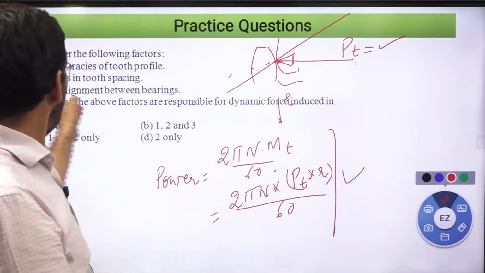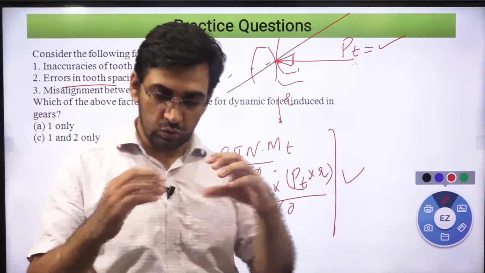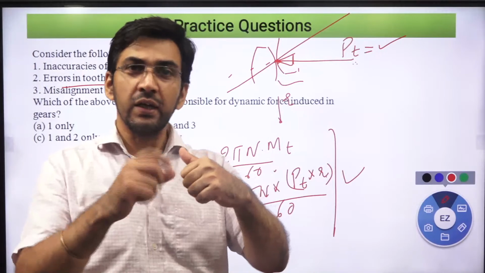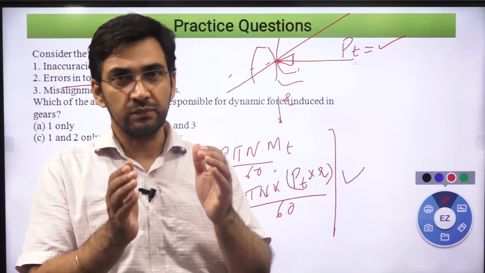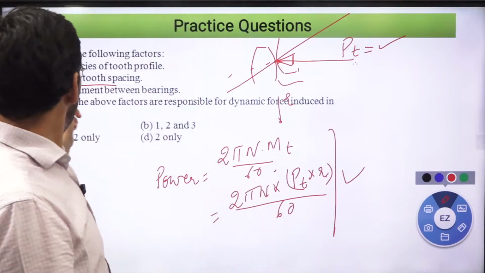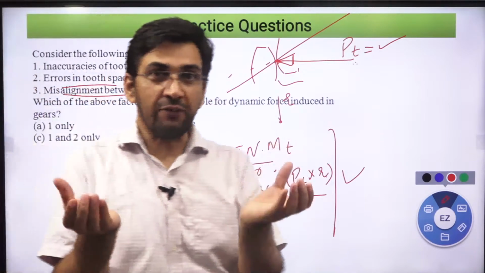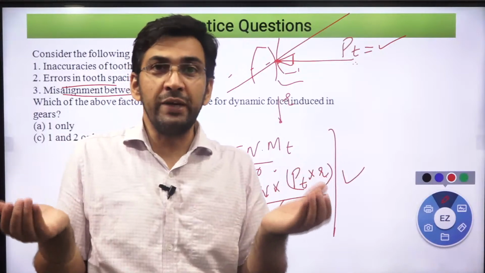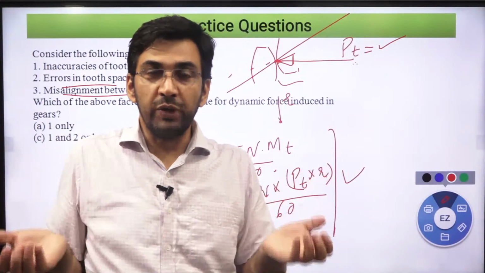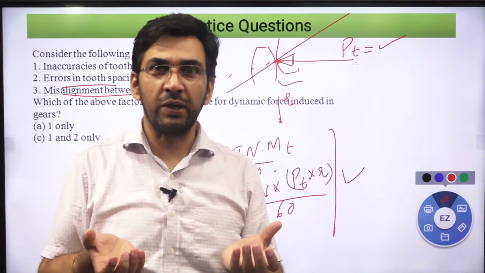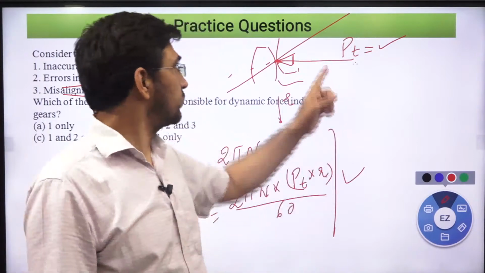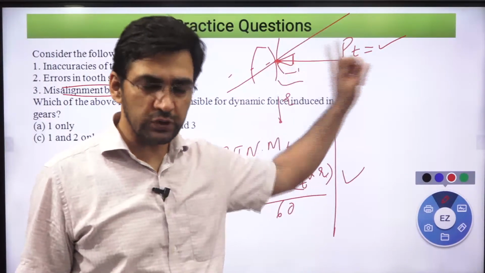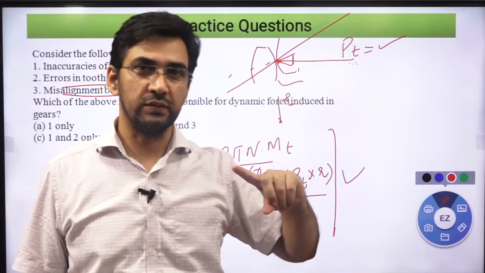Or errors in tooth spacing. When you bring the teeth together from both sides, there are spacing errors. Or maybe misalignment between bearings. The shaft on which you have installed those gears, you are supporting them on bearings. So if there is a misalignment in the bearings, basically what is happening is that the power and force we are talking about is based upon ideal conditions.